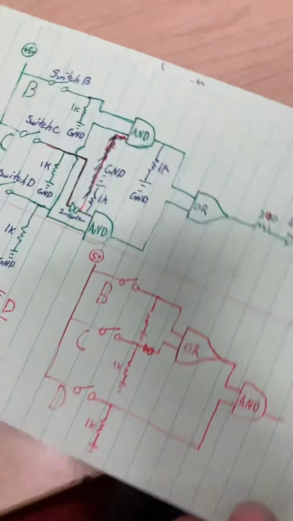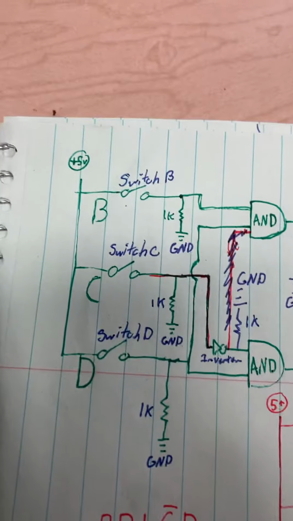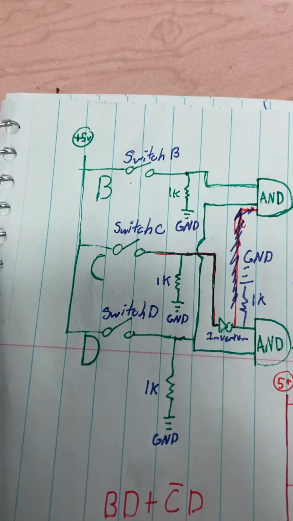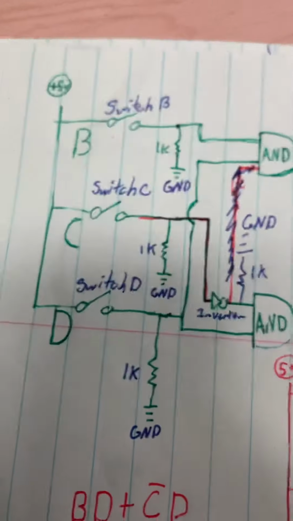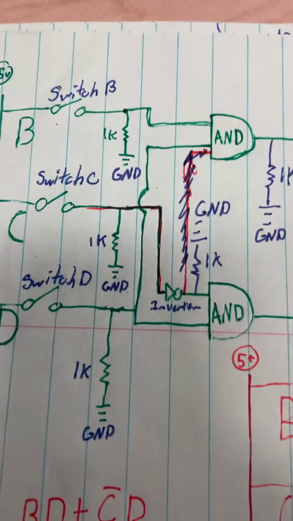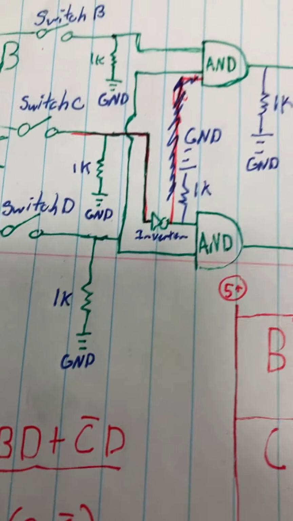So we got our circuit we built here. We also have a little diagram here in the green. You see we have our two ANDs and our OR, and switch B, switch C, and switch D. You got the inverter there for the not C, which is the only place it's going. You have your pull down resistors, all three 1Ks.